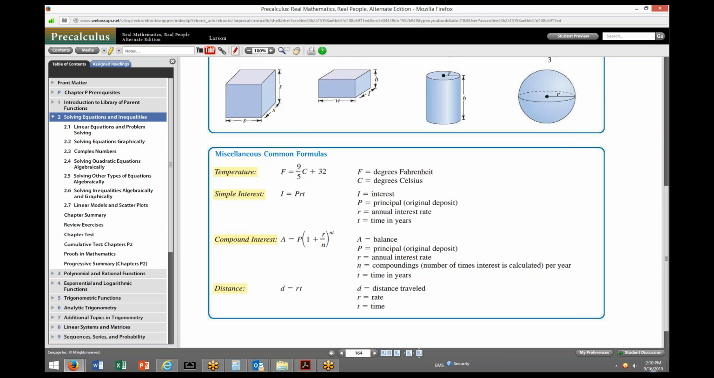Some common formulas about temperature, F equals 9/5 C plus 32. Simple interest, I equals PRT. You've perhaps seen that one before. Compound interest, a little bit more involved. A equals P, the principal, times 1 plus little r over little n, that whole parentheses to the n times t power, and explain what all those variables stand for there. And the distance formula, a key formula that oftentimes will unlock a word problem for us. D equals RT. In other words, distance equals rate times time.